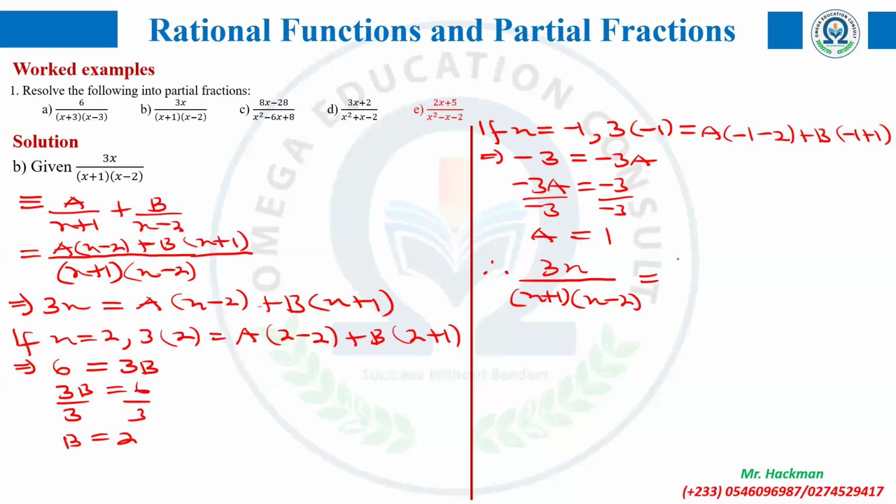Now you know the values. So A gave us what? 1 over its denominator. What's the denominator of A? x plus 1. Plus B gave us what? 2. So 2 over its denominator. What is the denominator? x minus 2. As simple as that, we are done. All correct? Yes, sir. Okay, very good.